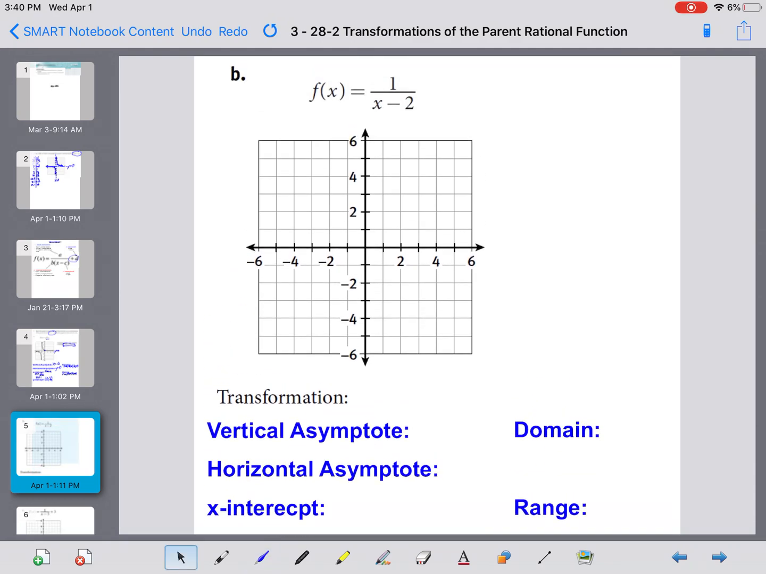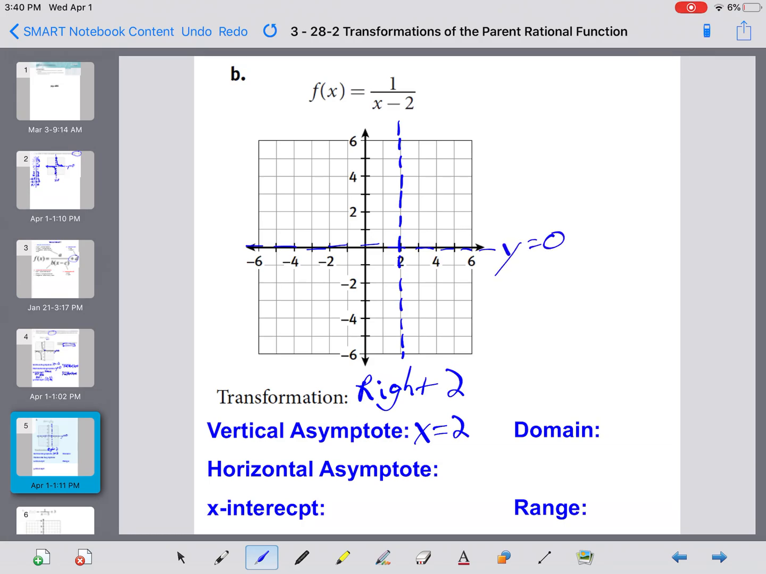Let's take a second and try this one. Letter B. We're going to do this one together, and then you can try the next one on your own. The only thing I want you to see here is that the transformation is a little bit different. That -2 is next to the x value, so that's a left and right shift, and it's moving me right 2. Left and right just affects the vertical asymptote, so it's x equals 2. That's the restriction from the denominator. There is no shift up and down, so the horizontal asymptote has stayed at y equals 0.